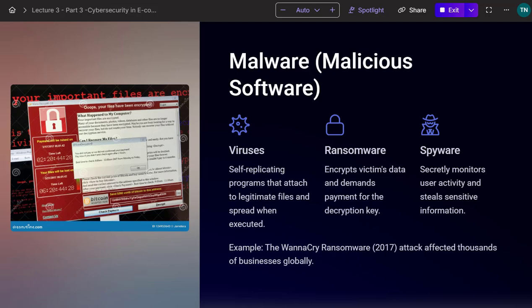For example, the WannaCry ransomware attack in 2017 is a well-known example affecting thousands of businesses globally. It's important to have strong cybersecurity measures in place to protect against this type of threat.